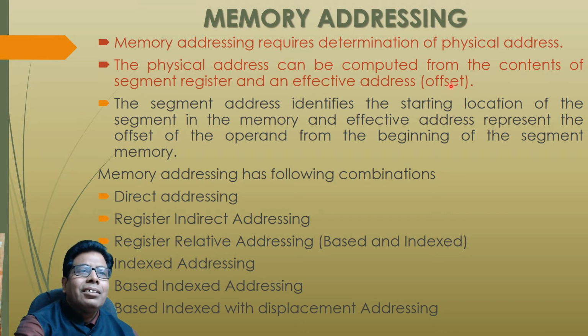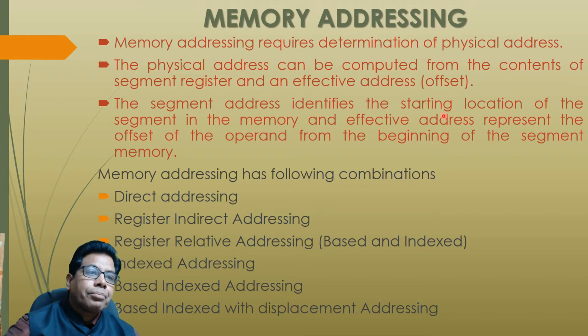We have already discussed how to calculate the physical address in the previous lecture, that is on physical address and memory segmentation. The segment address identifies the starting location of the segment in the memory, and effective address represents the offset of the operand from the beginning of the segment. So this is what you will have to remember always. The effective address will represent the offset, and the segment address will give the starting location of the segment in the memory.